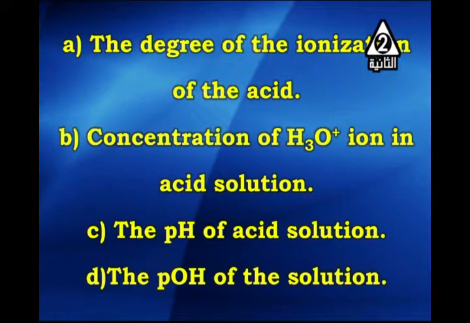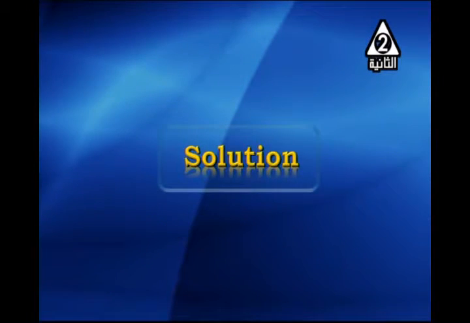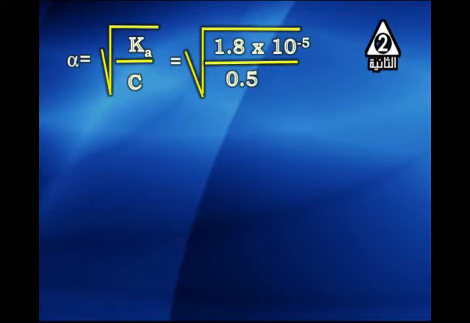And then find the degree of ionization of the acid, the concentration of hydronium ion in the acid solution, the pH of the acid and the pOH of the solution. Here is the solution of the problem. As we know, the degree of dissociation alpha, by Ostwald's law, equals the square root of Ka over C, so it equals the square root of 1.8 times 10 to the power negative 5 over 0.5, which equals 9.5 times 10 to the power negative 4.